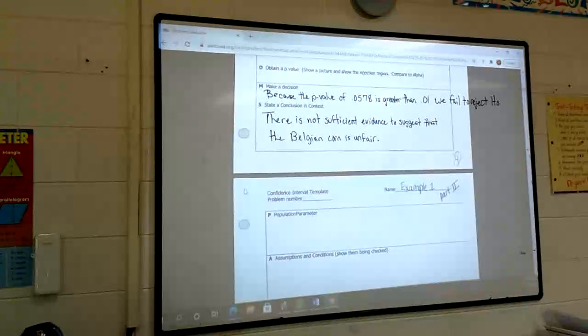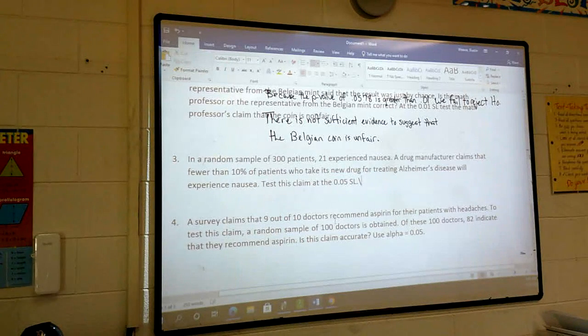So you look at number 3, you look at a random sample of 300 patients. 21 of those experienced nausea. The drug manufacturer claims that fewer than 10% of patients who take its new drug for treating Alzheimer's will experience nausea. So there's your null and alternate hypothesis. You're looking at 10%, right? Test this claim at the 0.05 significance level. So we're testing if it's less than 10% at the 0.05 significance level.